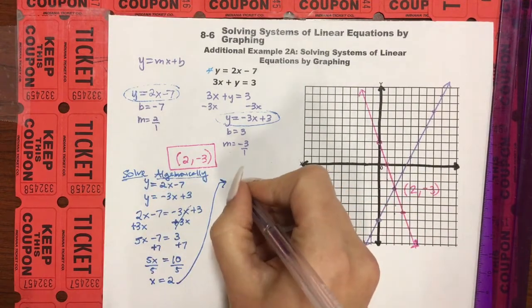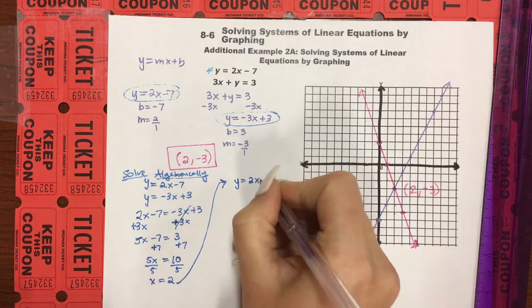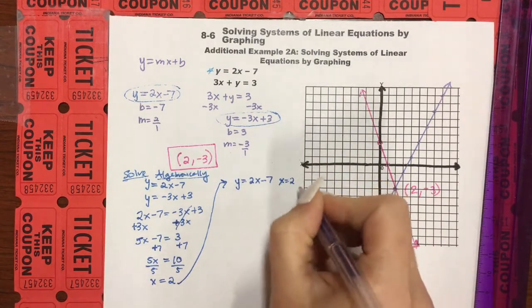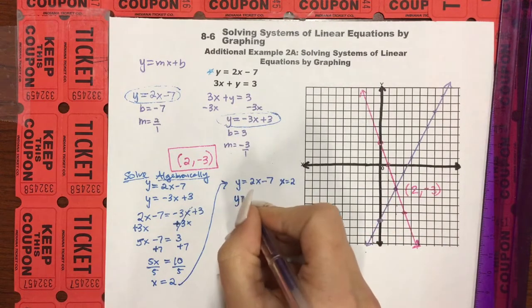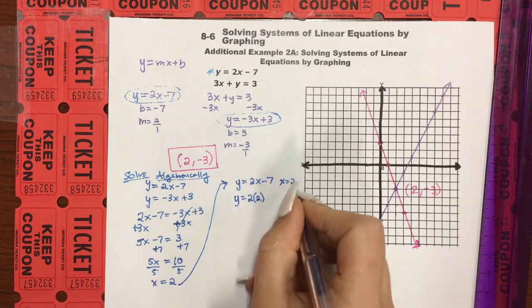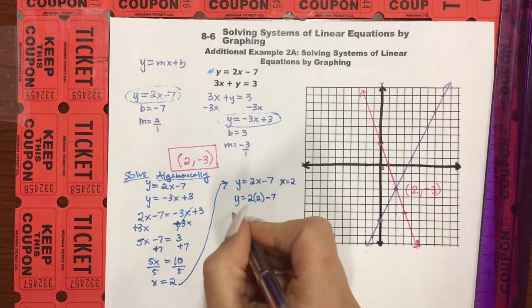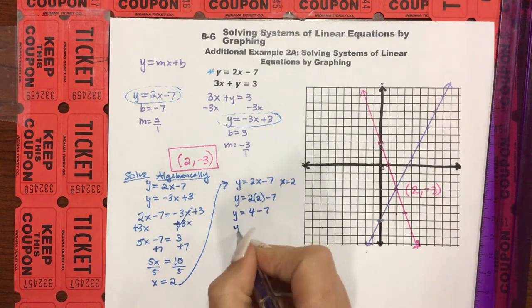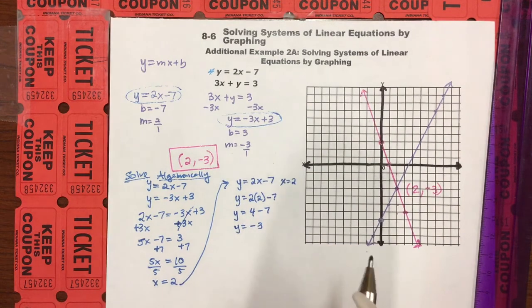Which is wonderful because now I'm just going to pick one of these equations. How about the first one? Y equals 2x minus 7. And I'm going to substitute 2 in there and figure out what y is. So y equals 2 times 2, because that's what x equals, minus 7. And I'm left with y equals 2 times 2 is 4, minus 7, and I get y equals -3.